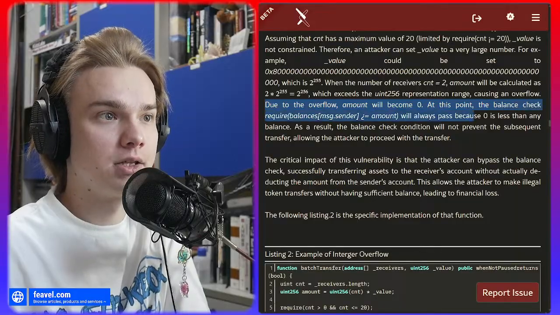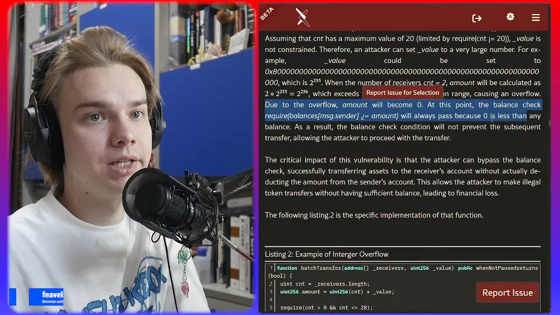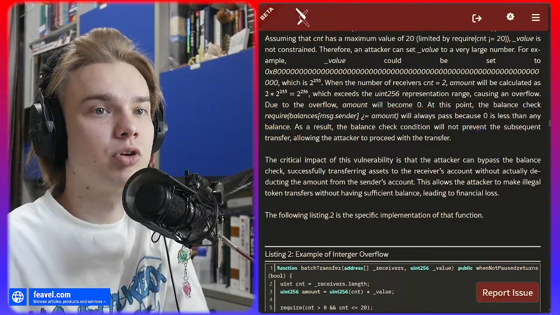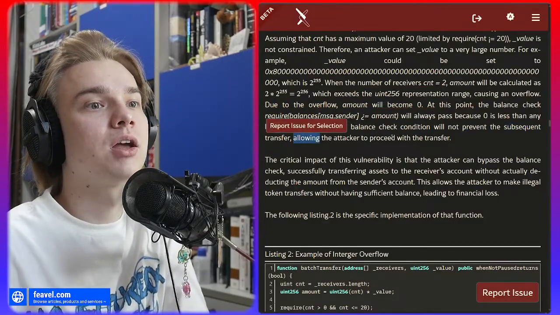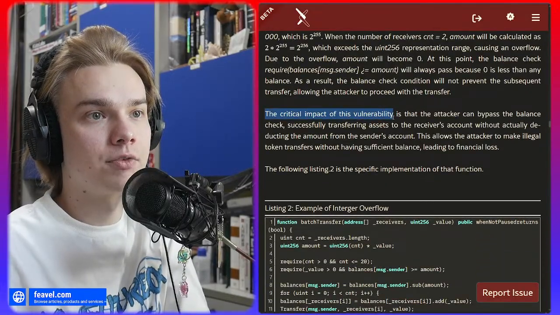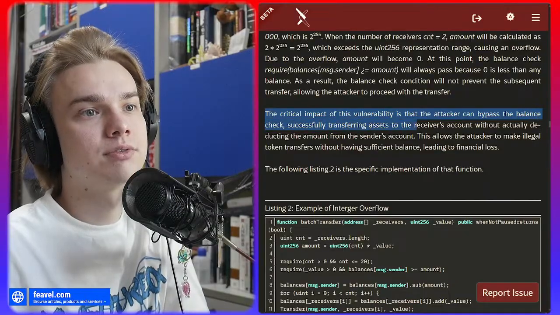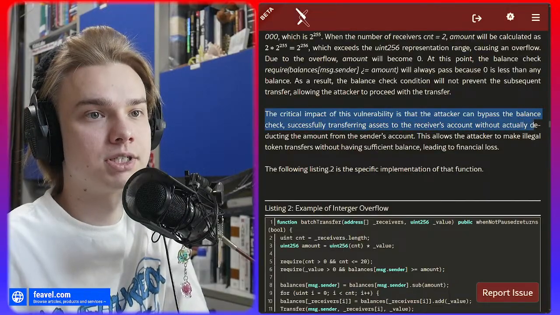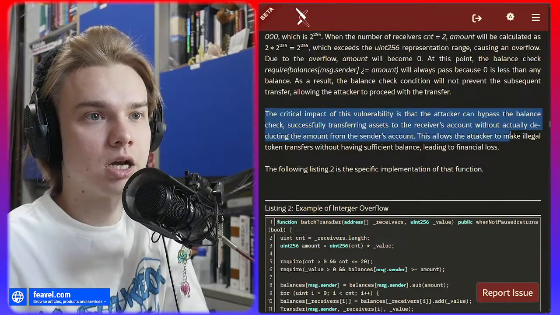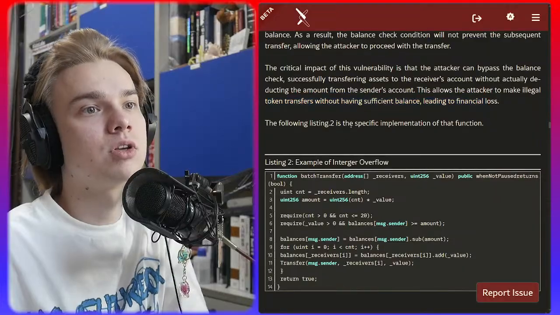At this point, the balance check will always pass, because 0 is less than any balance. As a result, the balance check condition will not prevent a subsequent transfer, allowing the attacker to proceed with the transfer. The critical impact of the vulnerability is that the attacker can bypass the balance check, successfully transferring assets to the receiver's account without actually deducting the amount from the sender's account, which allows the attacker to make illegal token transfers without having sufficient balance.